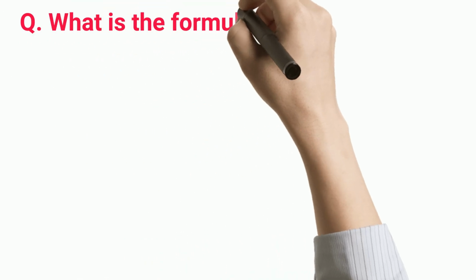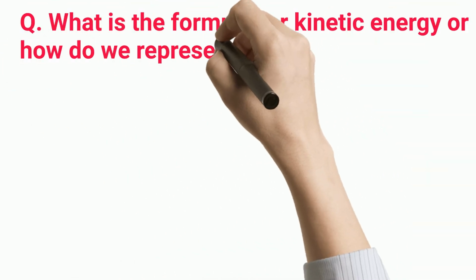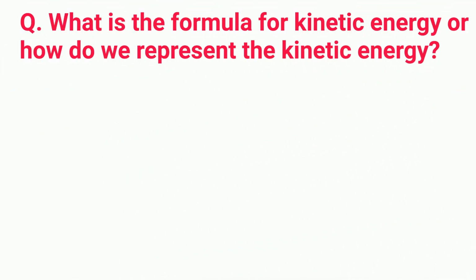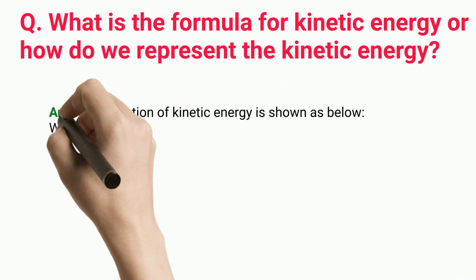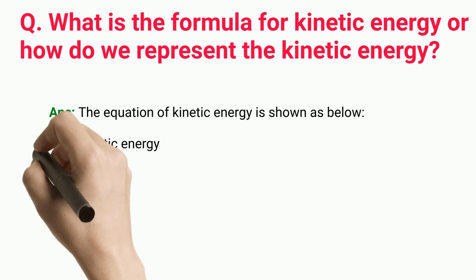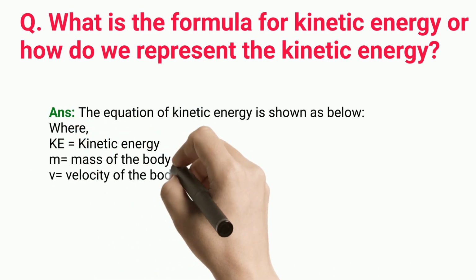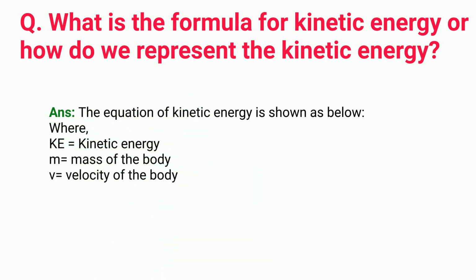Q. What is the formula for kinetic energy, or how do we represent the kinetic energy? ANS. The equation of kinetic energy is shown as below, where KE equals kinetic energy, m equals mass of the body, v equals velocity of the body.